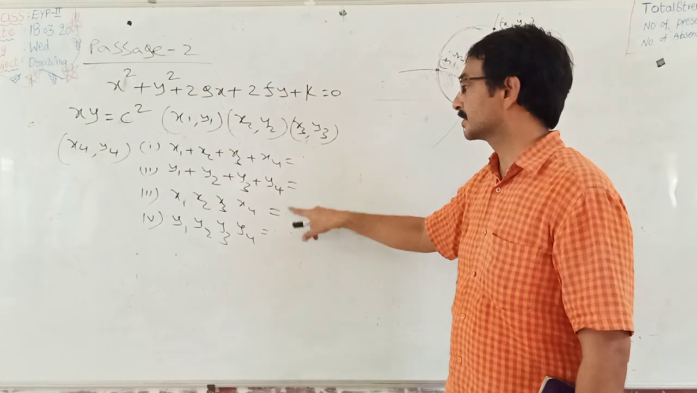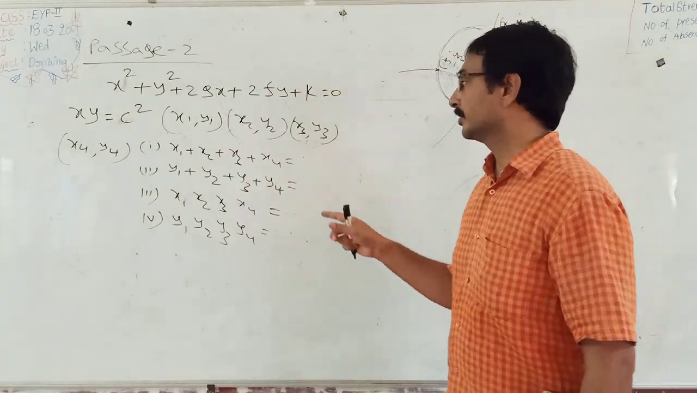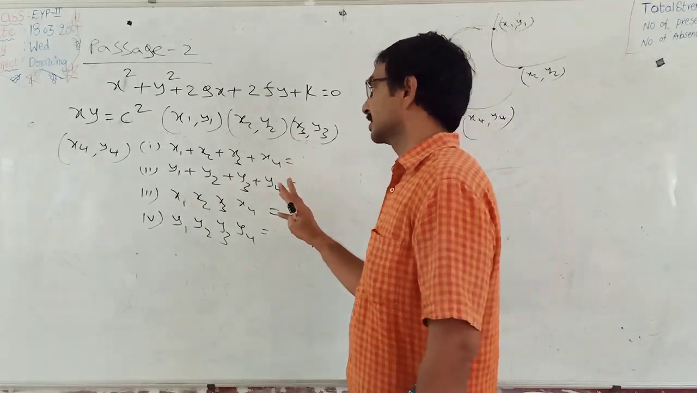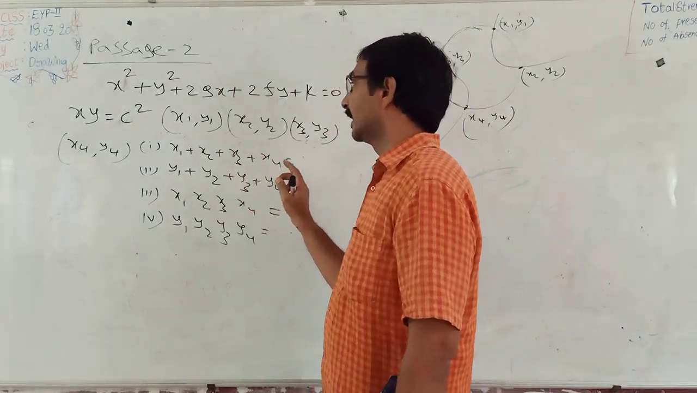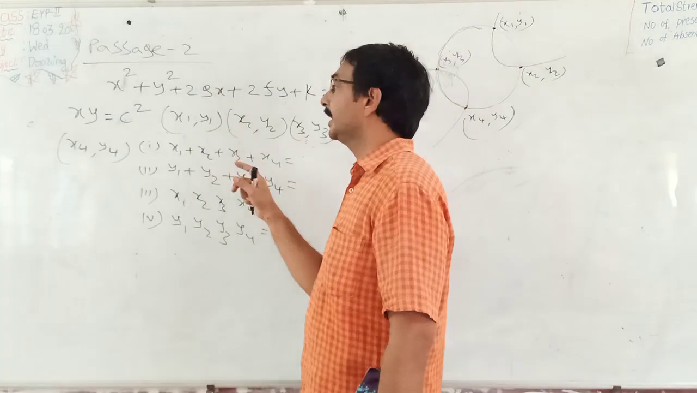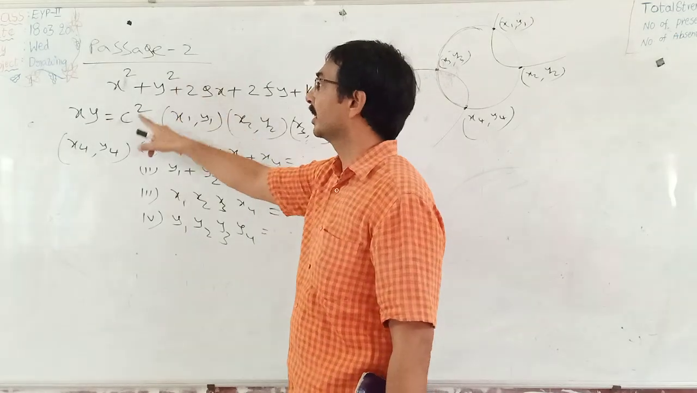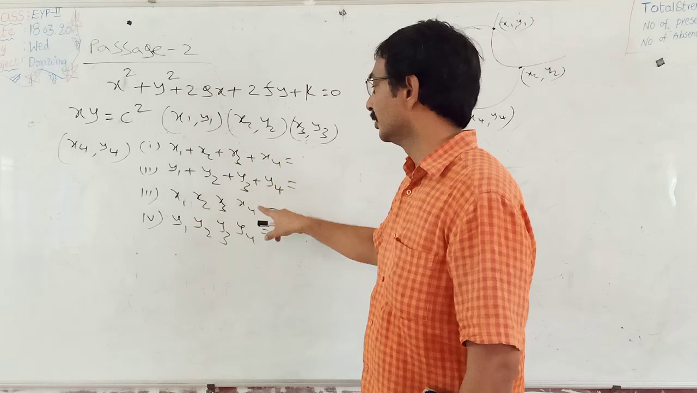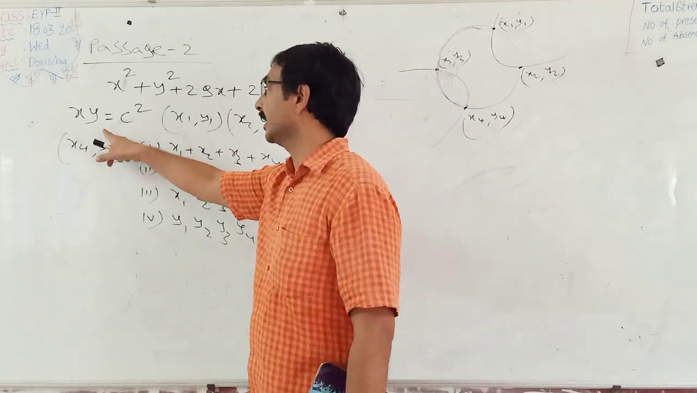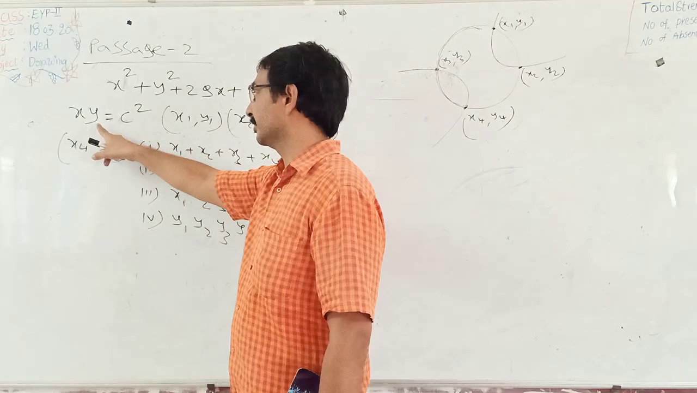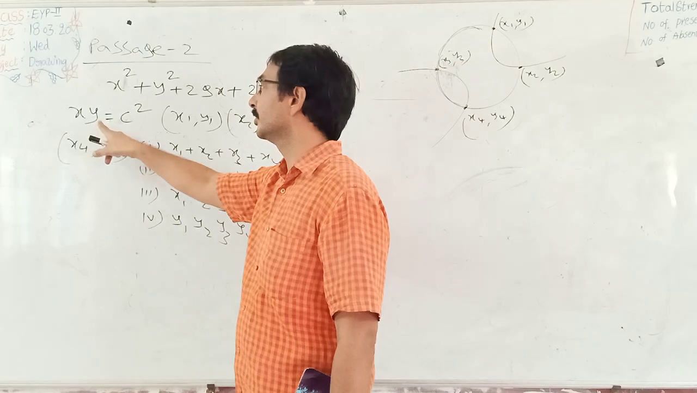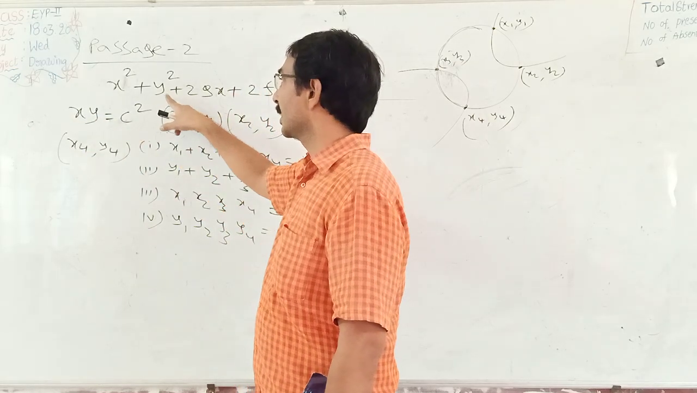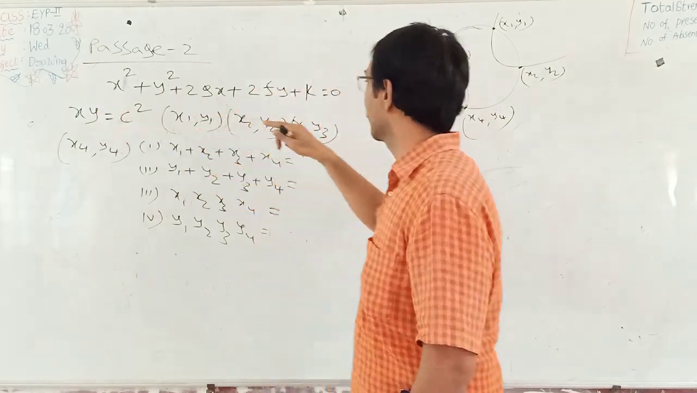For finding these two values, we have to form a fourth degree equation in the variable x by eliminating y from the given two equations. So for finding these two, we have to eliminate y. I am eliminating y using the second curve. From the second curve, y equals c squared by x, so we can replace y with c squared by x.